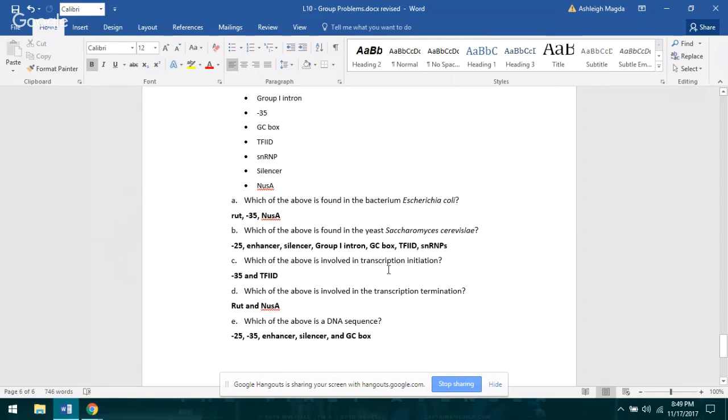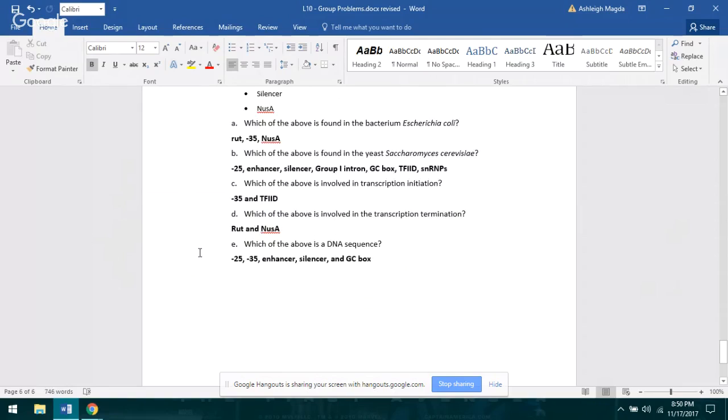Which of the above is involved in transcription initiation? That was just -35 and TFIID. Which of the above is involved in transcription termination? And that is rut and NusA. Which of the above is a DNA sequence? We almost forgot to add one of these. So -25, -35, enhancer, silencer, and the one we almost forgot, which was the GC box. You can't forget that in a DNA sequence. All right.